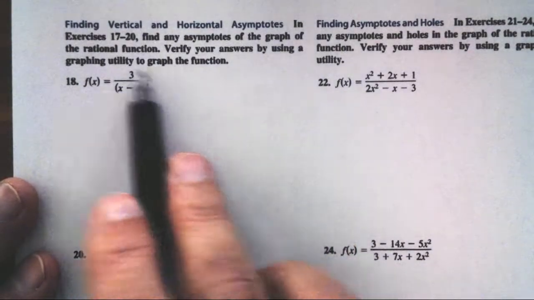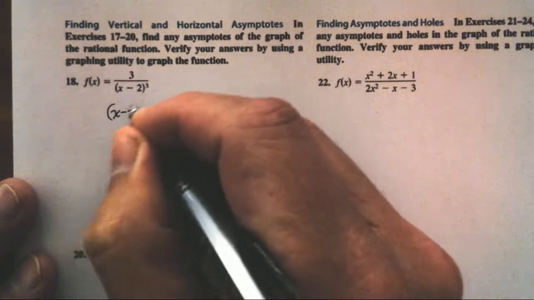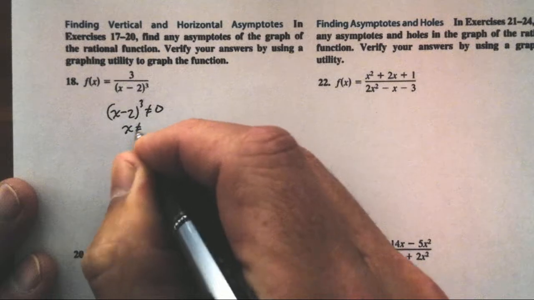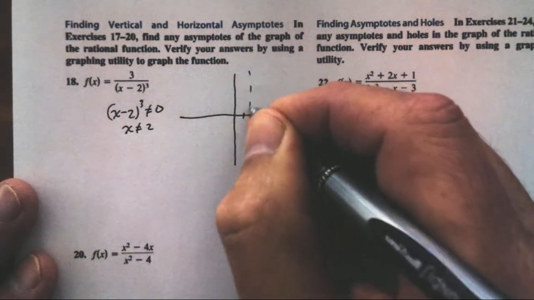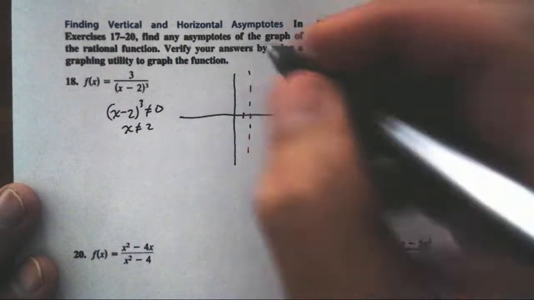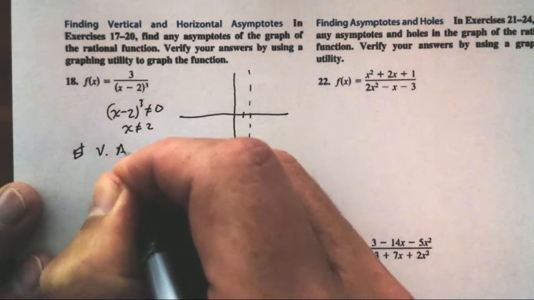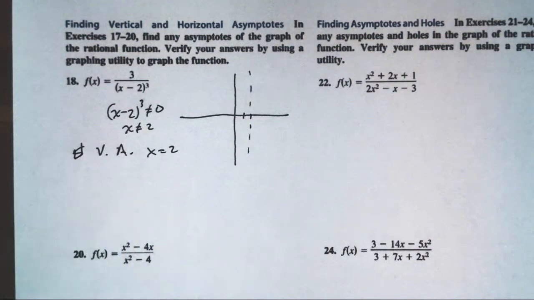Find any asymptote of the graph of the rational function. So we know that x minus 2 cubed may not be 0, so x may not be 2. And if I was graphing this, that means x equals 2 is a vertical asymptote. We can't touch that graph. Vertical, a little easier to find than horizontal.